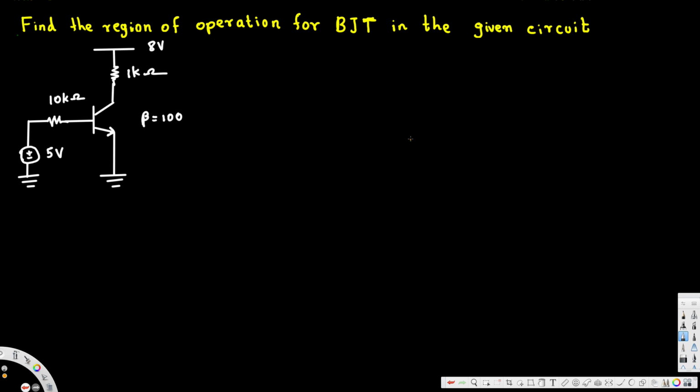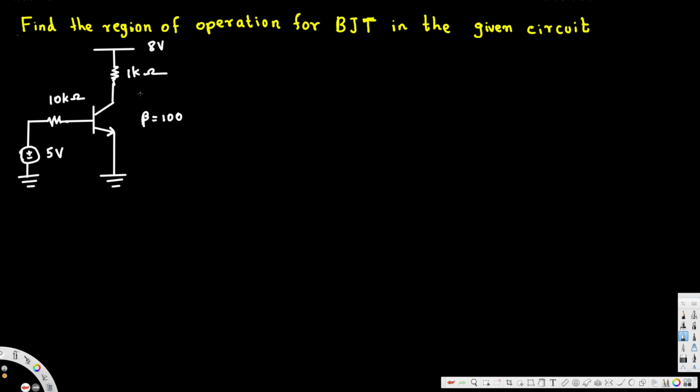What's going on, guys? In this video we are going to see how to find out the mode of operation of a BJT assuming this is in saturation mode. There are two methods we can use. The first method is we can assume this is in active mode and solve for it, or we can assume this is in saturation mode and solve for it. In both ways we can get the same conclusion.